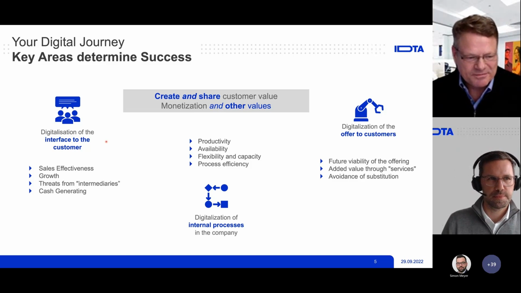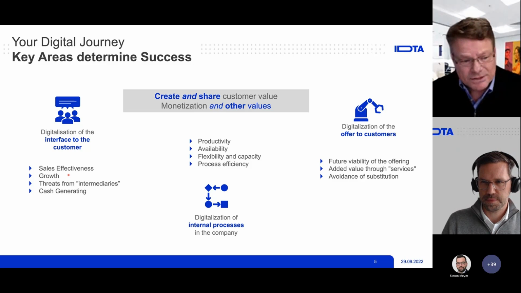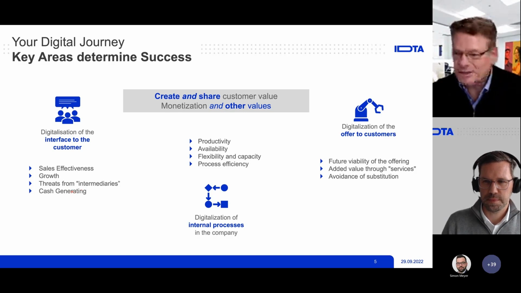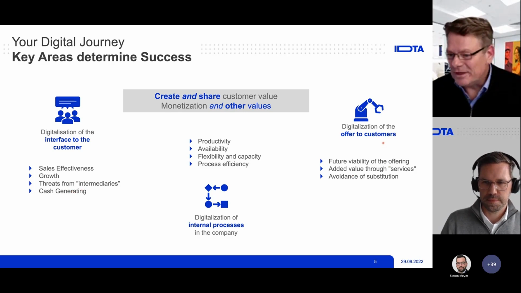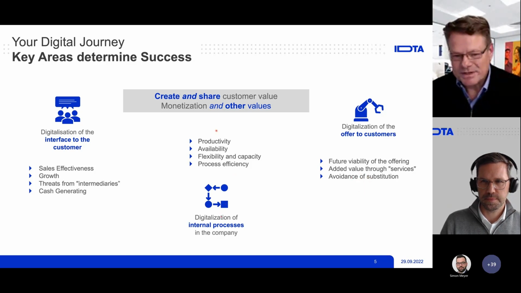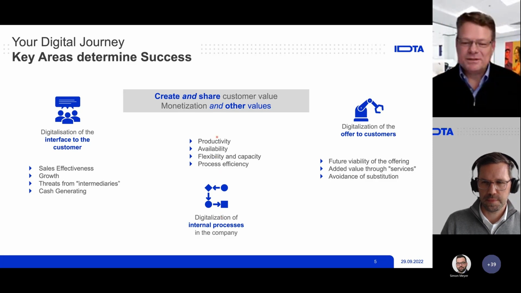So here you see some of the value drivers. Interface to the customer determines your sales effectiveness, your growth potential, threats from intermediaries, how do you generate your cash. Value from the offering is, of course, how will the offering work in the future? What is the substitution risks and so forth? And of course, in the internal processes, it is all productivity and efficiency questions.